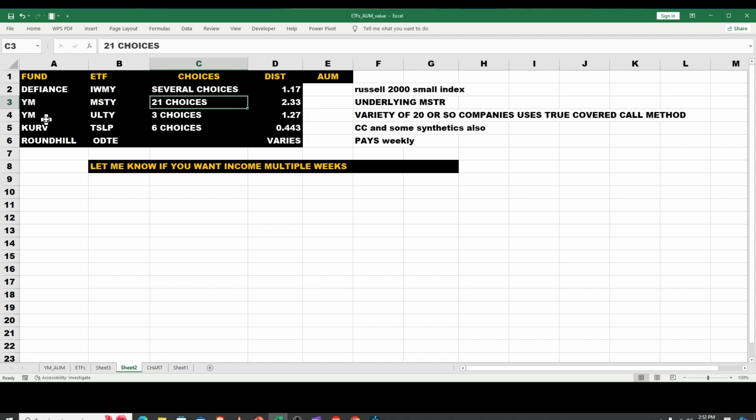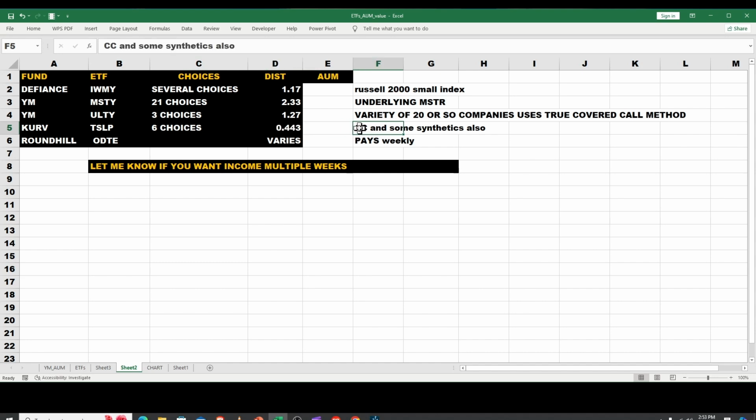And then if you want a third week payer, you can go Ulti, YMAG, or YMAX, right? So there are three choices, and I grabbed Ulti, I think that's the June Ulti payment. On Curve, they have six choices, right? And they basically are like the big six. They're part of the Mag 6, the Apple, the Microsoft, the Amazon, the Google. So I picked TSLP for Tesla, and that one paid 0.443.